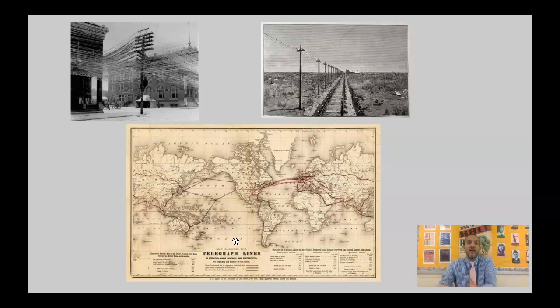And what we're going to see in the next time period of 1900 to present, which is the time period that we are living in, is even more shrinking of the globe through the fax machine, telephone, and then the internet, which allows virtually instantaneous communication.